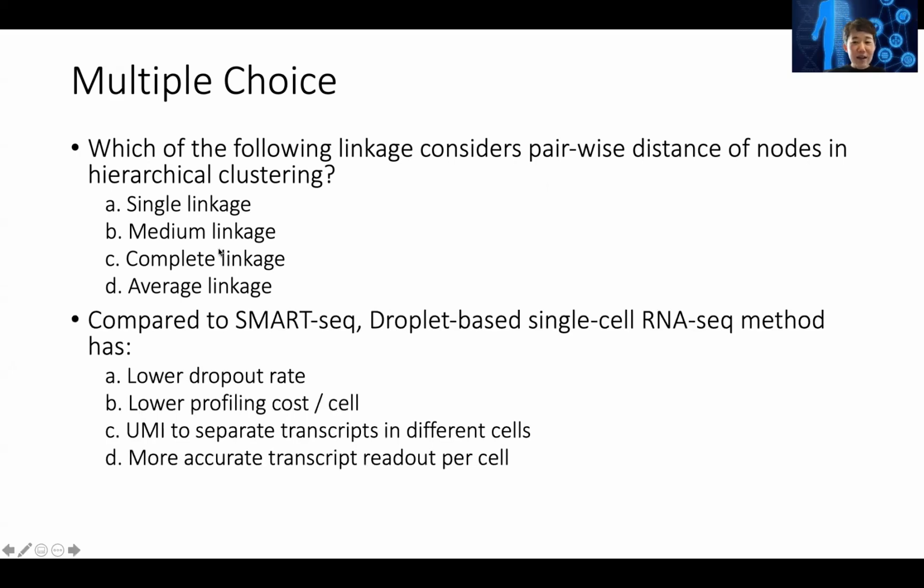Okay, let's try another multiple choice question. Compared to SMART-seq, droplet-based single-cell RNA-seq method has lower dropout rate, lower profiling cost per cell, uses UMI to separate transcripts in different cells, and is more accurate transcript readout per cell. Which one is correct here?